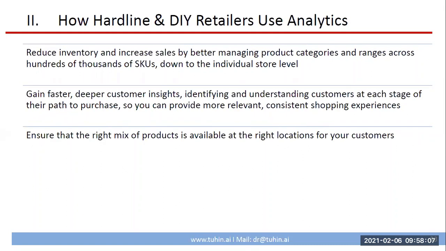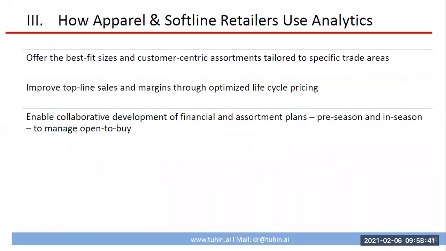Hardline or the DIY retailers, hardline and softline, you must know the difference, right? In the retail sense, the hardlines are literally hard and do-it-yourself, like all the home stores, literally hardware, all the office stuff. They reduce the inventory and increase sales by better managing product categories. Hundreds and thousands, you go to the Home Depot in India or across the globe for that matter. Their way of adopting analytics, or their models, are very different from the groceries or pharmaceuticals for that matter.